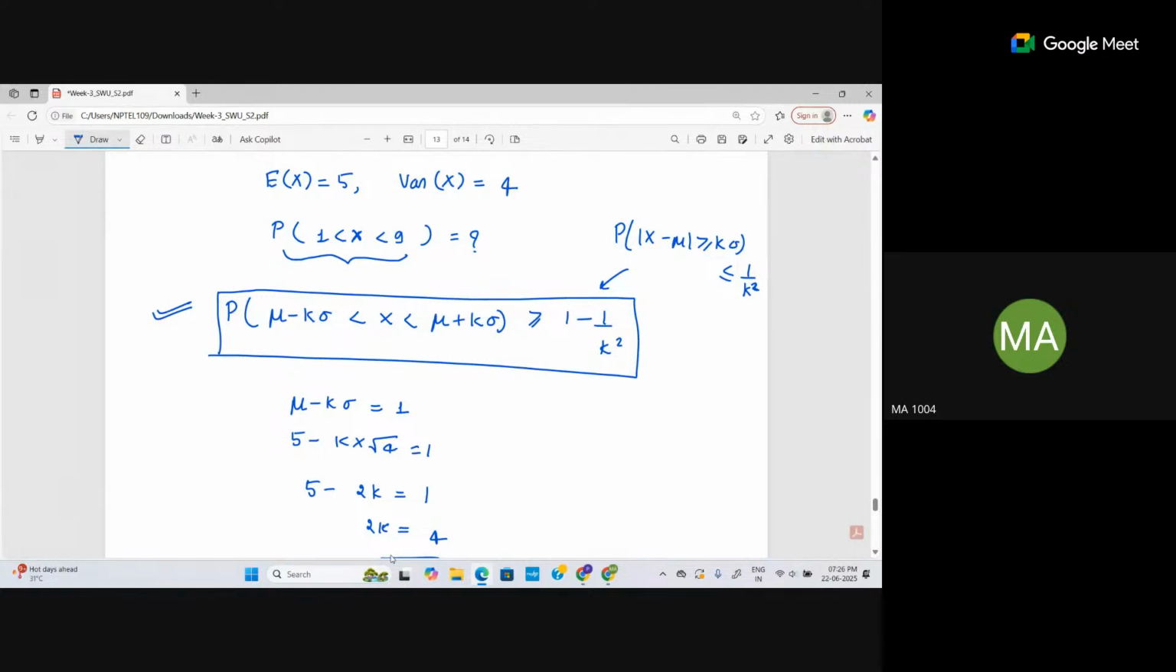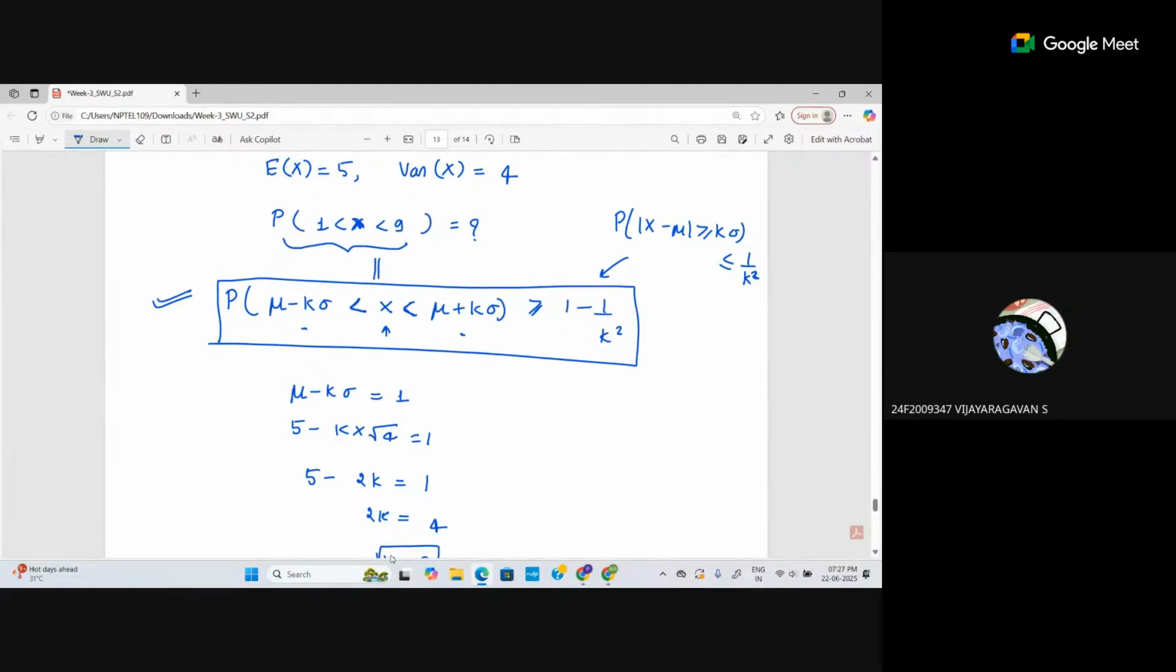Now if you look at both these inequalities carefully, here also x is lying between these two, right? So x is greater than or less than these two values, and here also x is greater than or equal to these two values. So if this is something like that, this probability is greater than or equal to 1 minus 1 upon k square. So we can actually compare these two. Yeah, clear, ma'am. Got it. It's just equating both the equations.